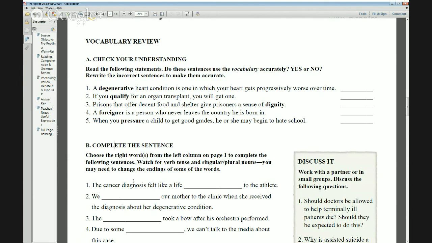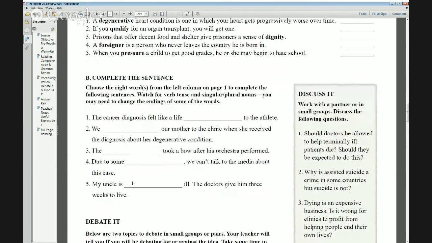Okay, so we're doing the next one, B. Complete the sentence or fill the gap. Here, basically, we're using the same vocabulary from above. However, we need to watch the verb tenses and singular plural nouns. So we may need to change the words. The first one, the cancer diagnosis felt like a life gap to the athlete. Life sentence is the correct one. The cancer diagnosis felt like a life sentence to the athlete.